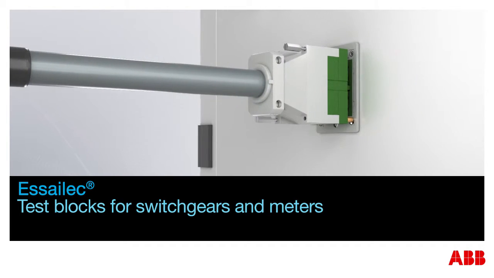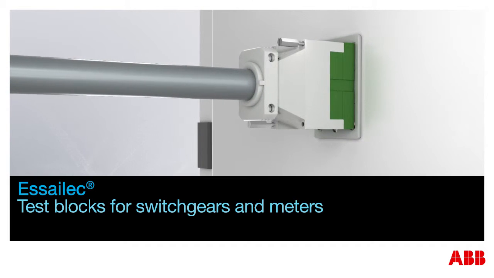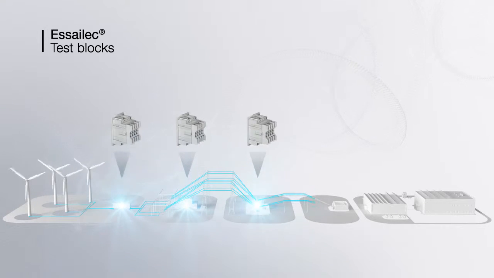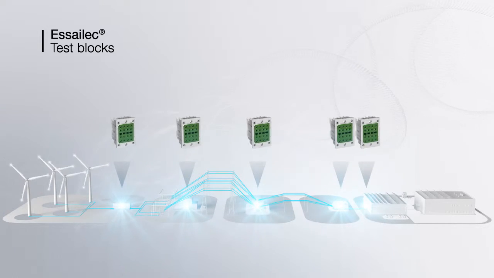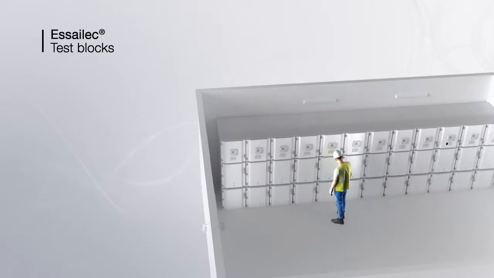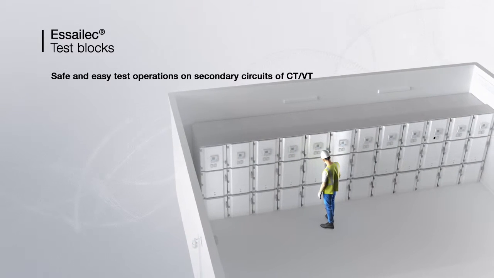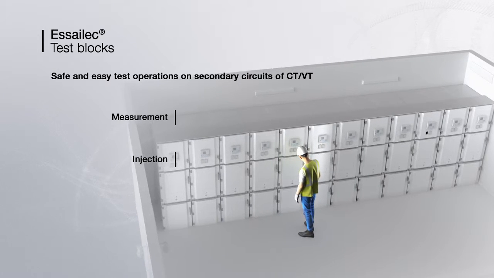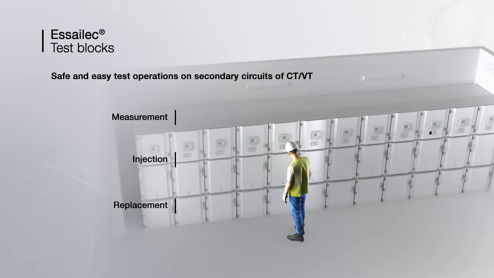Essailec test blocks allow safe and reliable switchgear and meter tests throughout the complete chain of power generation and distribution, from power plants to substations and final customer location to perform tests on meters. Essailec allows measurement, injection for calibration, and replacement of equipment.